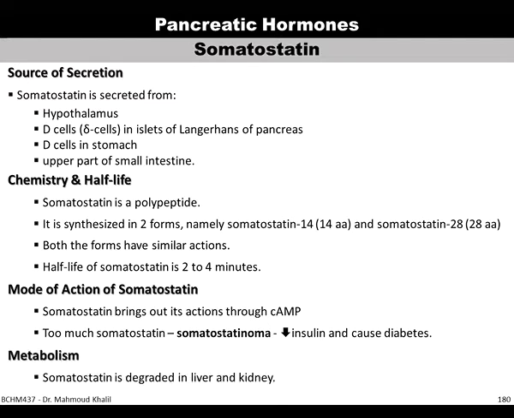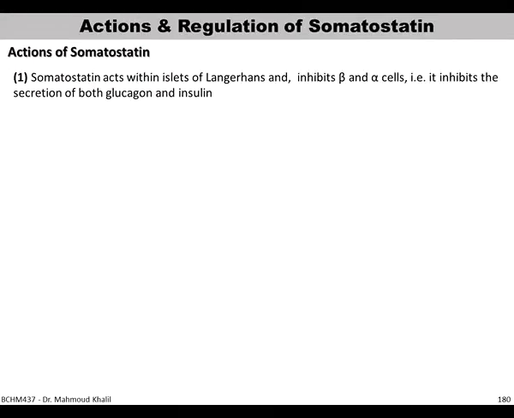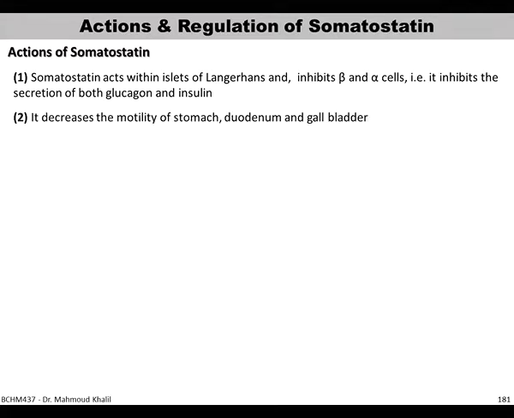Somatostatin is degraded as well in the liver and kidneys. What about the action and the regulation of somatostatin? Somatostatin acts within the islets of Langerhans and inhibits both alpha and beta cells, so it can inhibit both glucagon and insulin. It decreases the motility of the stomach, duodenum, and gallbladder.